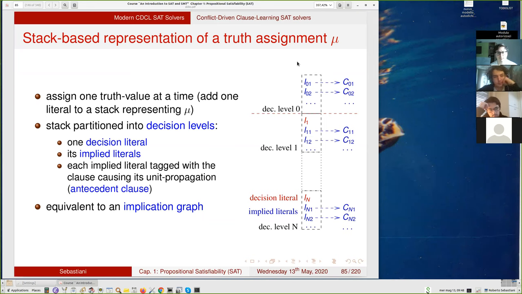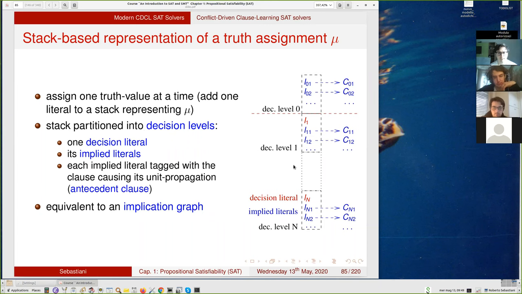One important factor is that you keep the following information. You keep the index of the decision level, so for every literal you know its decision level. These are decision level 1, these are decision level 2, these are decision level 3, and so on. And you label every literal in the stack with the index of the clause, or a pointer to the clause, which caused its unit propagation. So literal not A56 was assigned here due to unit propagation on clause C345. Okay, so this is the data structure we keep.